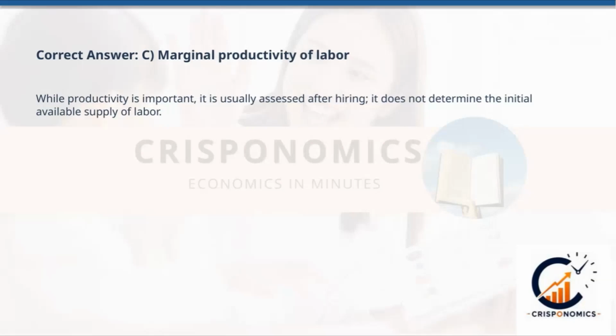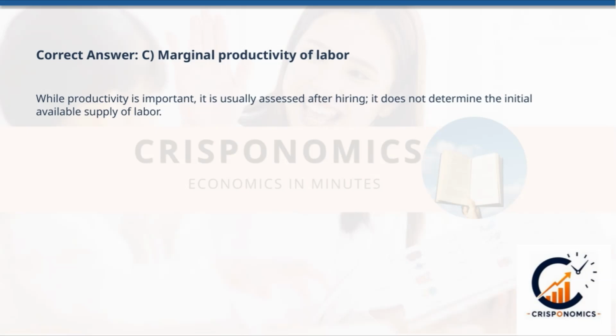When we talk about productivity, it's usually something we measure after someone's already been hired. It helps us understand how much value each worker adds on the job. But here, the key point, productivity doesn't actually set the starting amount of labor available in the market. That initial supply depends on other factors. So, the term that best fits this idea is the marginal productivity of labor, which focuses on output after hiring, not before.